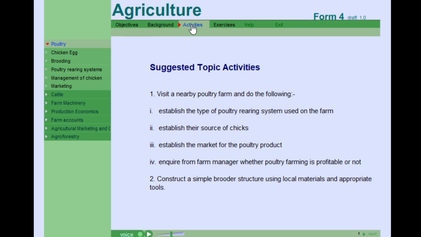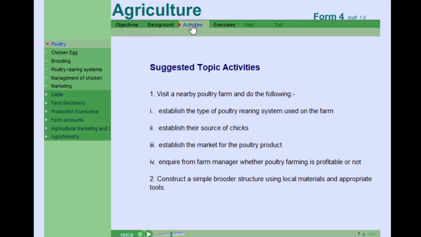Activities. Visit a nearby poultry farm and do the following: establish the type of poultry rearing system used on the farm, establish their source of chicks, establish the market for the poultry product, and inquire from farm manager whether poultry farming is profitable or not.